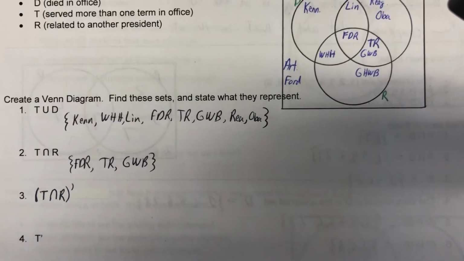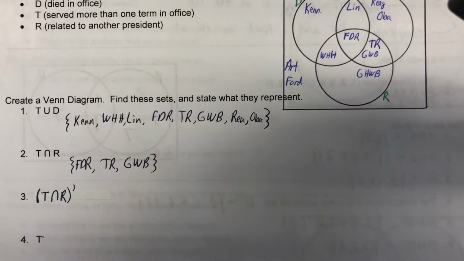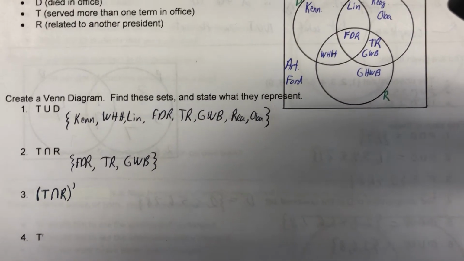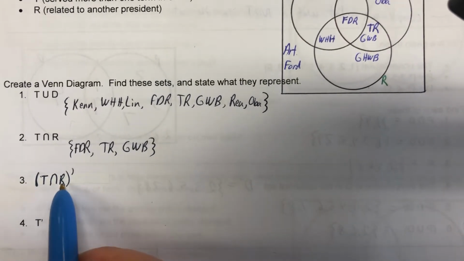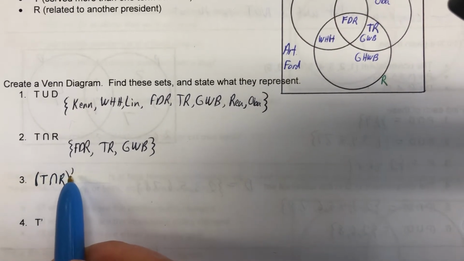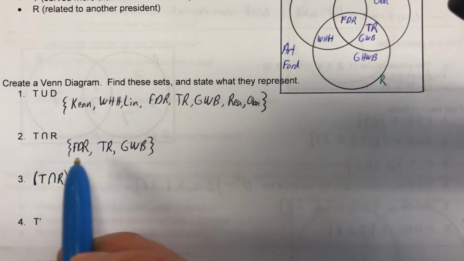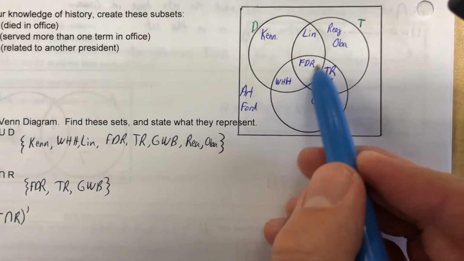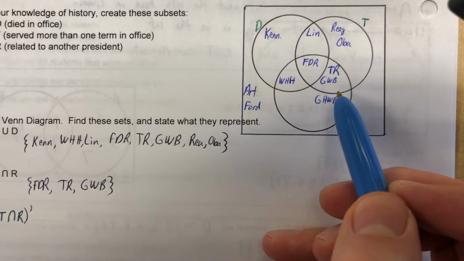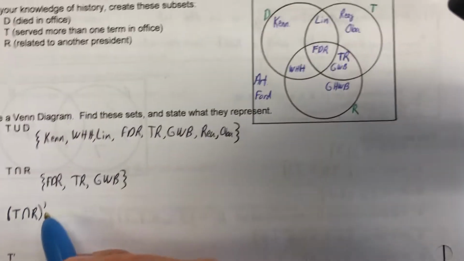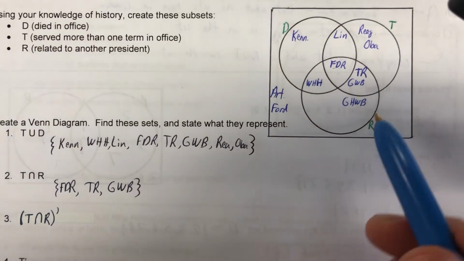Okay, the third one, which I clearly hand wrote in this case, but on your copy it is probably typed. T intersect R, but not really. Okay, so we actually just did this problem, but not really. All right, so T intersect R was these, but when I say the complement of that, I want everything else. So I want everything that I didn't just name.